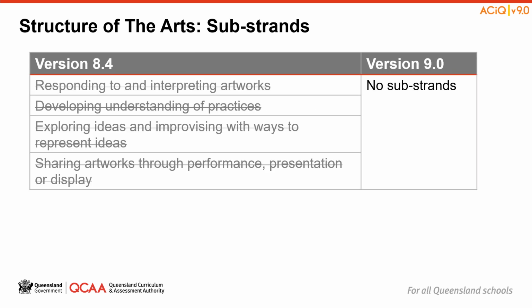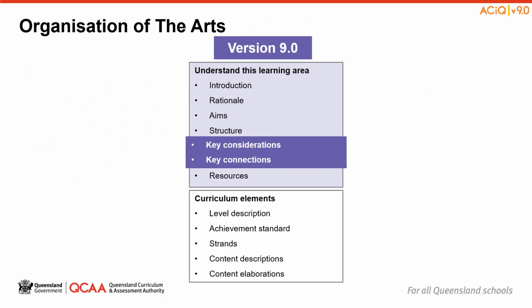Finally, all substrands have been removed in version 9. However, as you can see, there is an alignment to the version 9 strands. The version 8.4 substrands have been reimagined as the strands in version 9 to strengthen the visibility of the creative inquiry process. The final sections of Understand This Learning Area provide further support and advice for teachers when planning for version 9 in the arts.